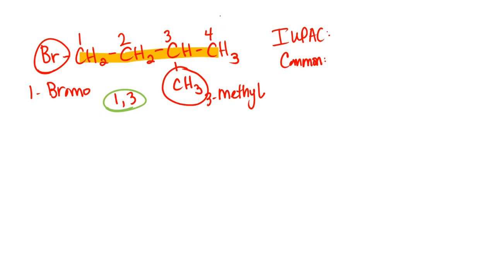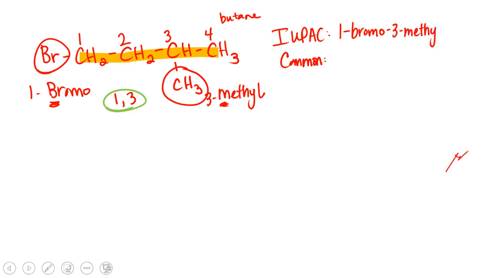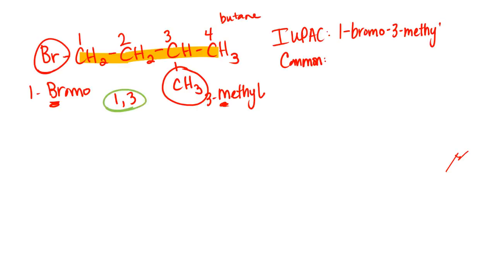We're on a 4-carbon chain. But what is our prefix for a 4-carbon chain? So butane. We need to alphabetize and put the bromo before the methyl. And so we end up with 1-bromo-3-methylbutane.